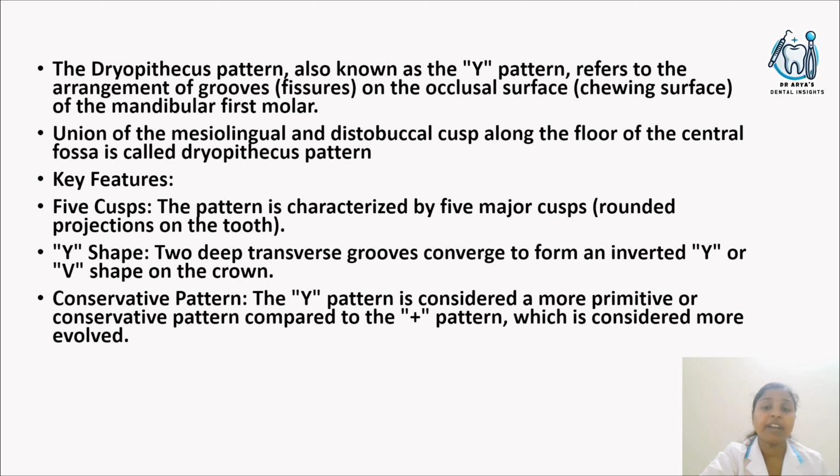So what is the Y pattern? Dryopithecus pattern refers to the arrangement of grooves on the occlusal surface, the chewing surface, of the mandibular first molar. Here, union of mesiolingual and distobuccal cusp along the floor of central fossa is called Dryopithecus pattern. Key features: 5 major cusps, and 2 deep transverse grooves converge to form an inverted Y or V shape on the crown. The Y pattern is considered a more primitive or conservative pattern compared to the plus pattern, which is considered more evolved.